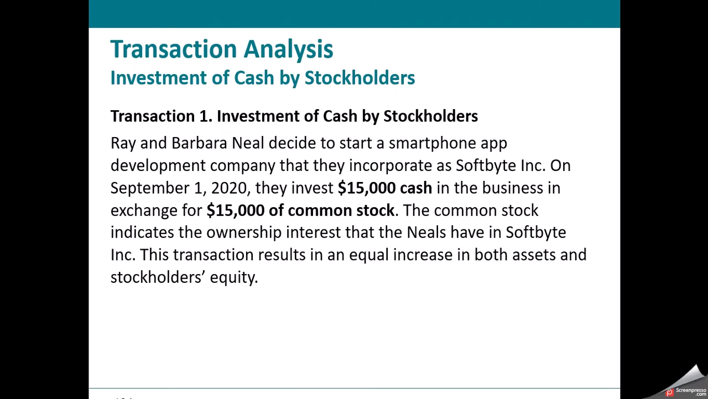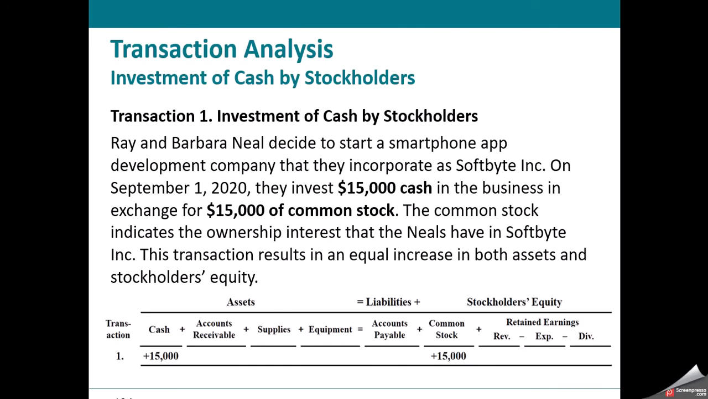So here are some transactions so you can think some of this through. Say we have a company that starts a development company that they've incorporated, and this company invests $15,000 in cash into the business. Again, they're the owners, so they're going to put that investment in as cash, and they're going to receive $15,000 of common stock to represent their ownership in this company.